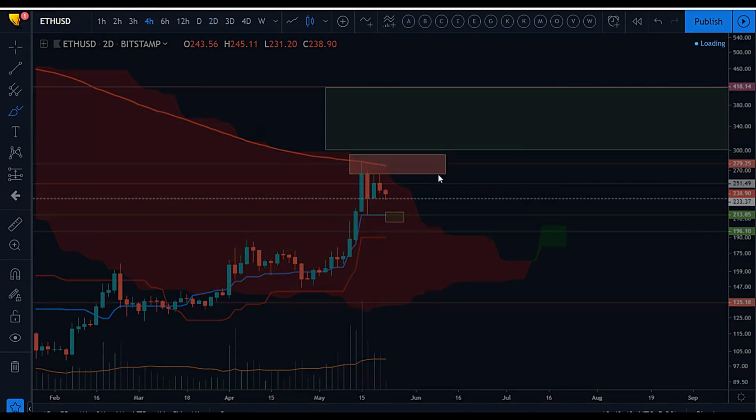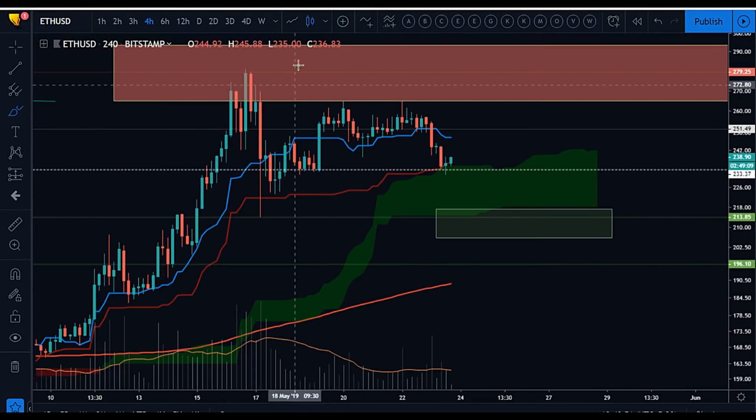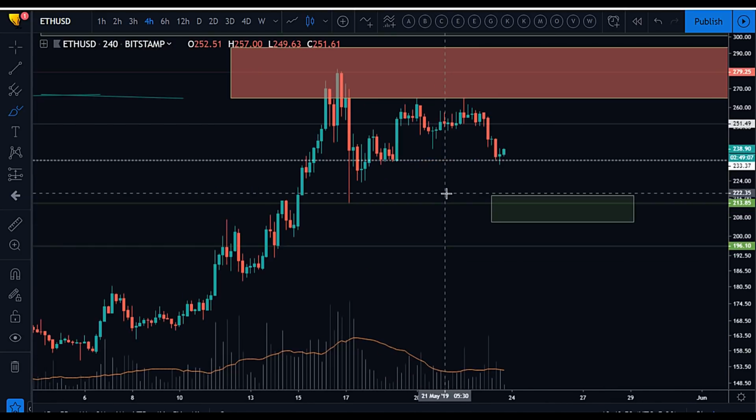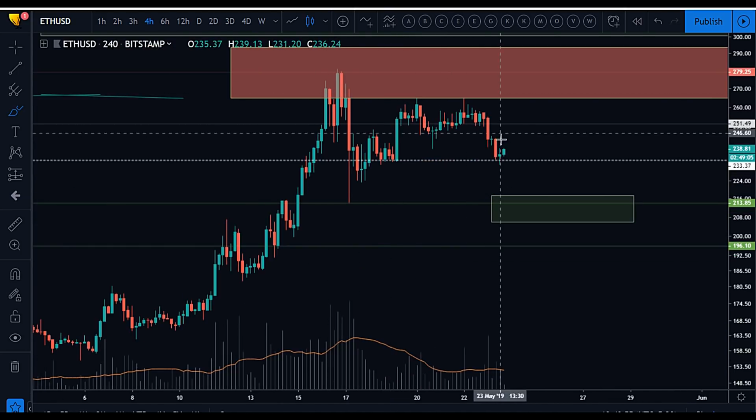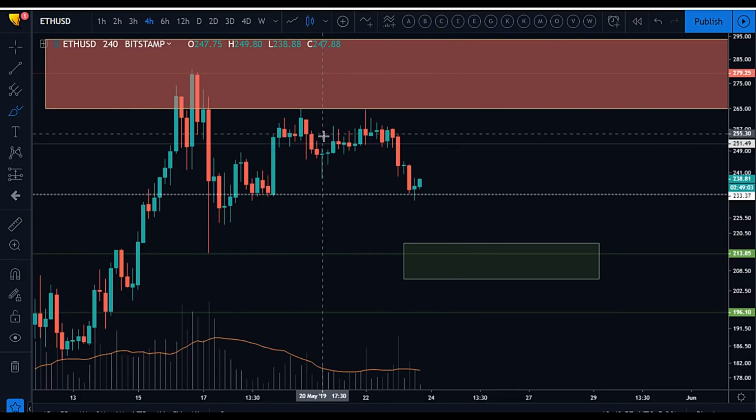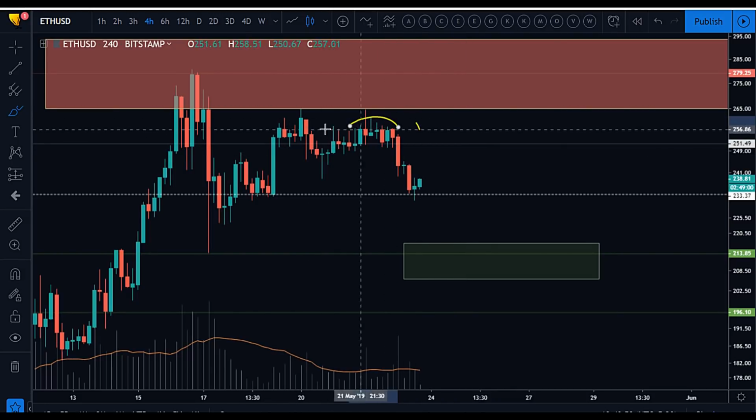Now you can see that I'll go on over to a 4-hour. You can see that Ethereum is doing something very similar to Bitcoin, right? You kind of have your double top formation over here. In fact, you had a double top over here. You can see it. You have one there.